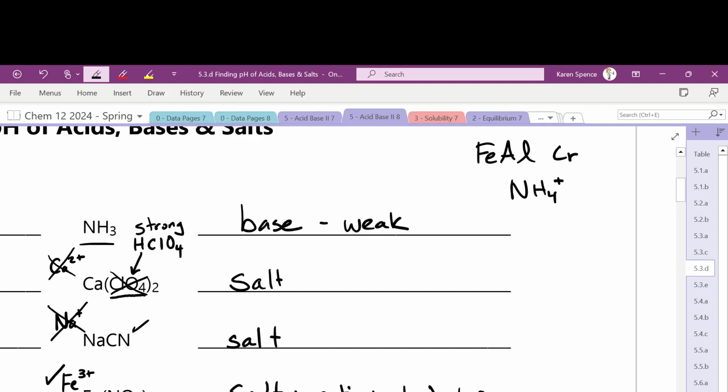How about the conjugate acid of CN-, HCN? It is a weak acid. Do we get hydrolysis of CN-? It does hydrolyze, because its conjugate acid is weak. So in NaCN, the CN- hydrolyzes. So we have anionic hydrolysis.